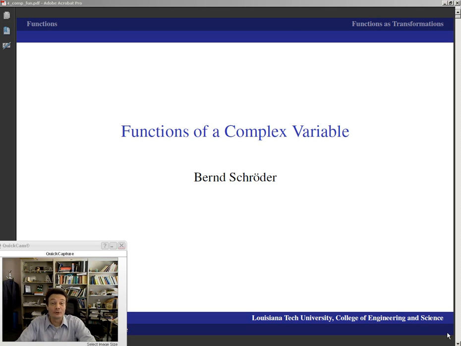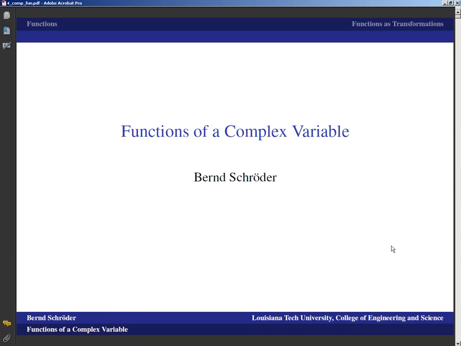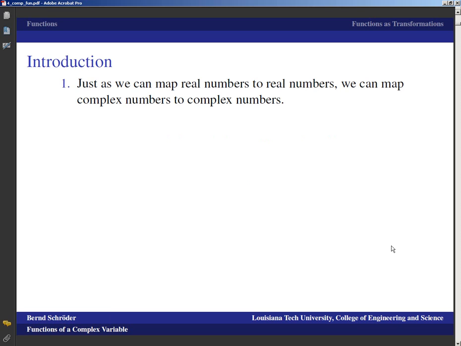Okay, now that we've looked at complex numbers, it's time to look at functions of a complex variable. So let's see what those things are doing. Functions of a complex variable. Well, basically, just like we can map real numbers to real numbers, of course, we can also map complex numbers to complex numbers. So the underlying definition shouldn't change that much.